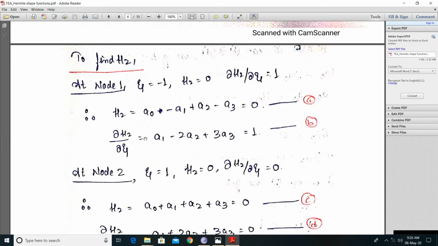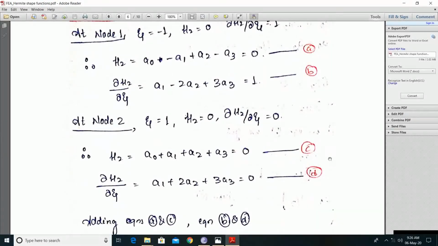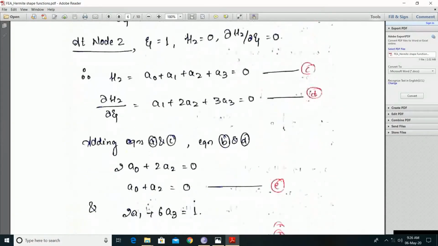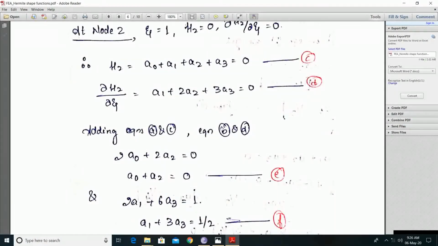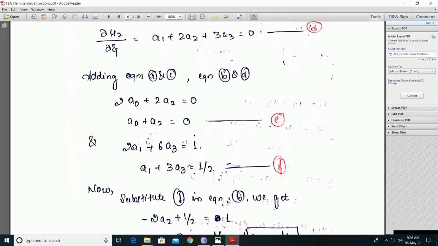Then the second equation, a1 minus 2a2 plus 3a3 equal to 0. Let me call this equation B. At node 2, xi equal to 1, h2 and dou h2 upon dou xi equal to 0. When you substitute these in equations 1 and 2, you will be getting equations C and D again. So again adding A plus C and B plus D, you will be getting these two expressions: a0 plus a2 equal to 0, a1 plus 3a3 equal to half.